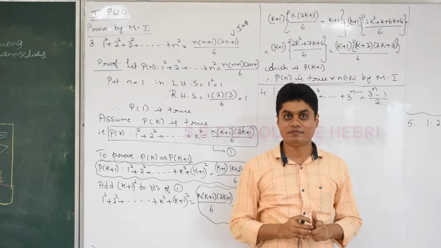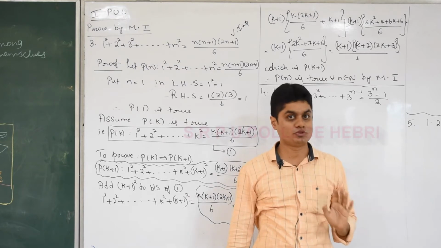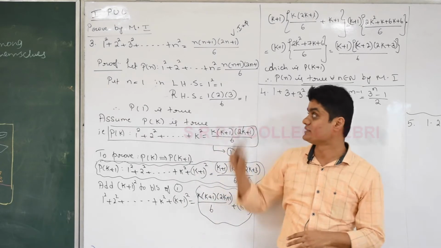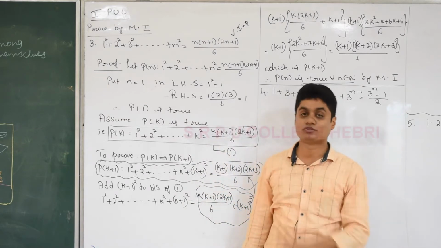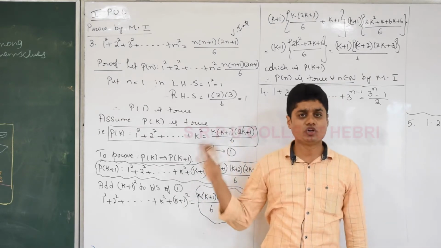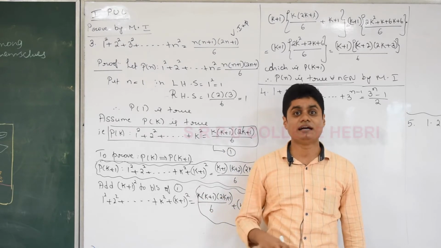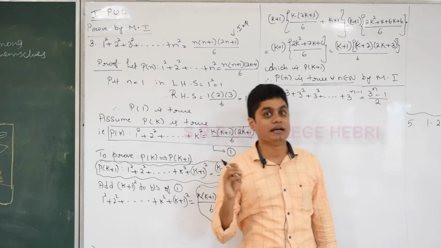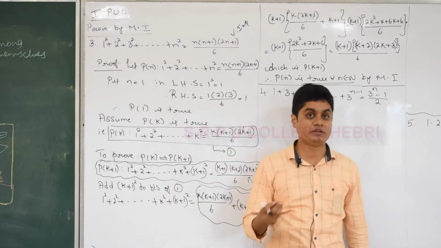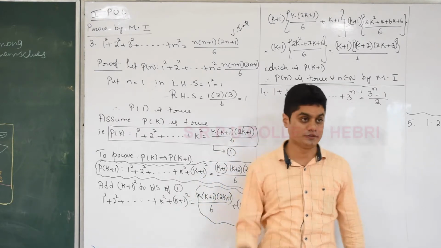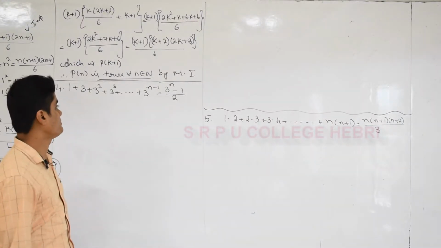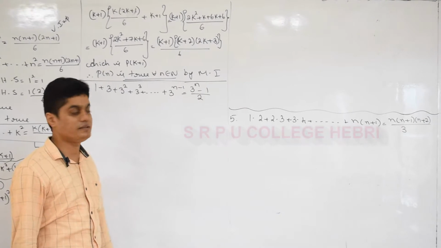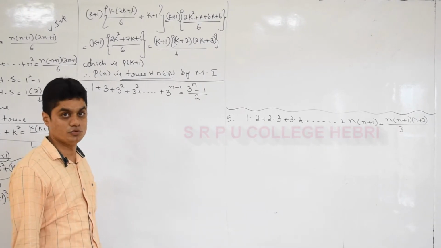First, 1 plus 2 plus 3 and so on up to n. Next, 1 cube plus 2 cube plus 3 cube and so on up to n cube, and the third one is 1 square plus 2 square plus 3 square and so on up to n square. You are going to remember the first 3 answers as formulas, required in one more chapter, very useful. So next question: 1 plus 3 square, 3 cube and so on up to 3 power n minus 1 is equal to 3 power n minus 1 divided by 2.